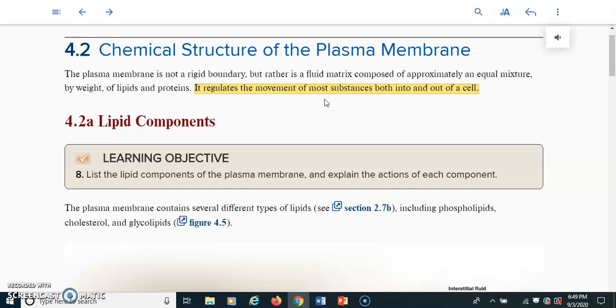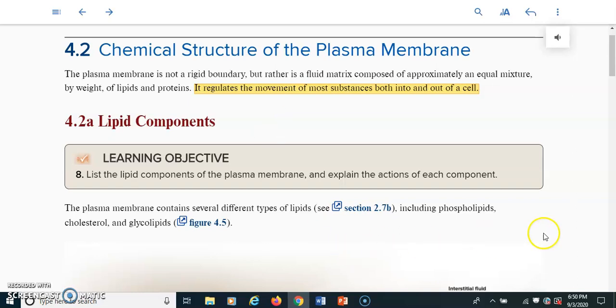But it's doing more than just separating those two areas, inside the cell and outside the cell. It actually controls or regulates what substances can come into the cell and what substances can leave the cell. So it helps to regulate or control what can come in and out of the cell. That's the function to remember for lecture, because that's what we'll call the function for the plasma membrane in lecture.